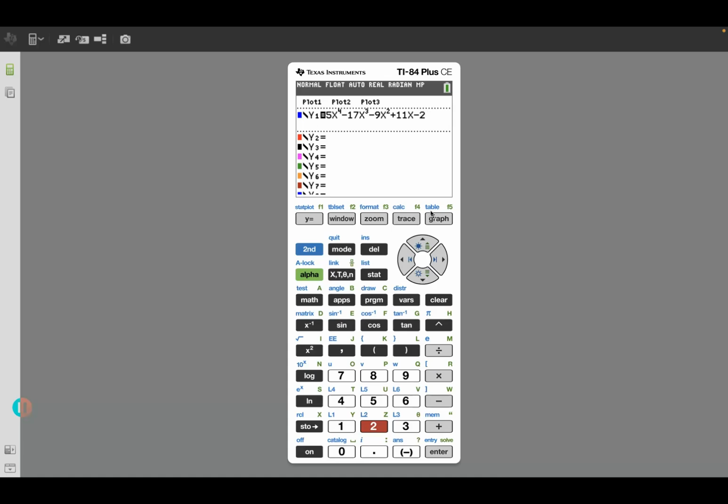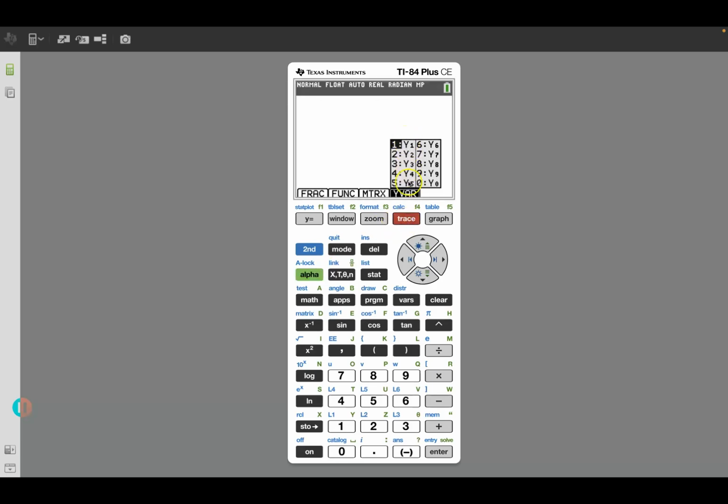And you want to go back to your home screen. So remember the quit button, it's above the mode. So second quit, go back to your home screen. At this point in the problem, we already tried 1 and -1, so we were getting ready to try 2. So we want to put 2 into our function. To do this, we want to find our y1, which is on this shortcut menu F4, which is in green. So you're going to have to hit the alpha button first. I accidentally hit the second button. Let me go back. Alpha, and then the trace button, and that pulls up your shortcut menu.